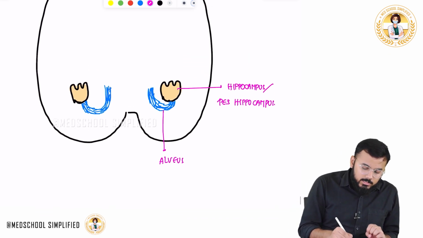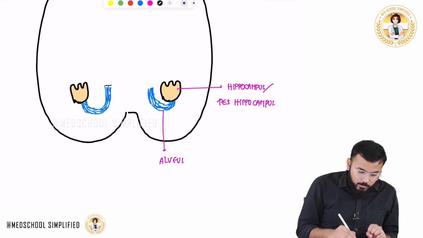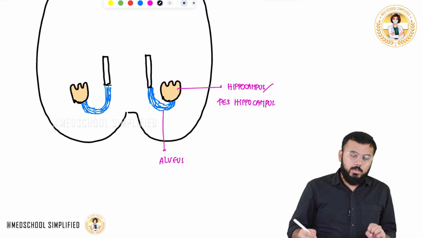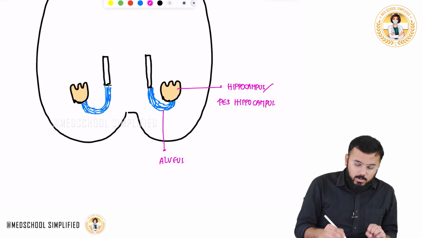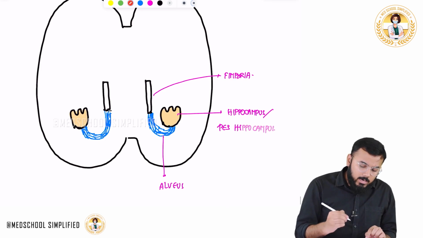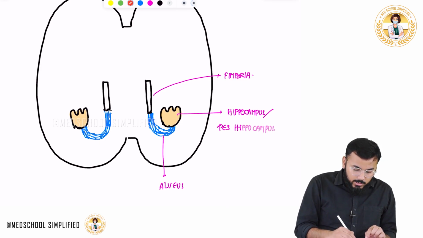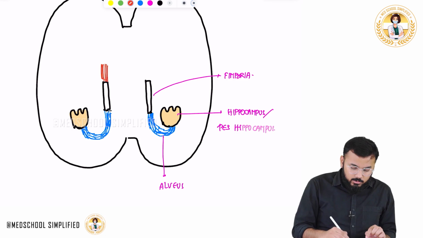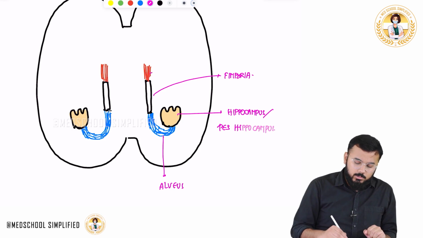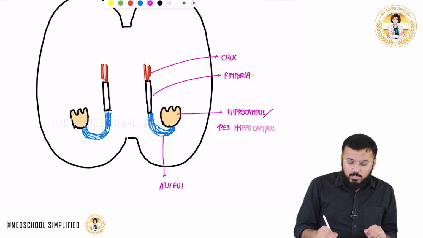Now attached to this alveus you have another important structure. This structure that is attached to the alveus is called the fimbria. What is this structure called? This structure is called your fimbria. Now continuous with the fimbria, you have these structures over here. This is called the crus of the fornix.